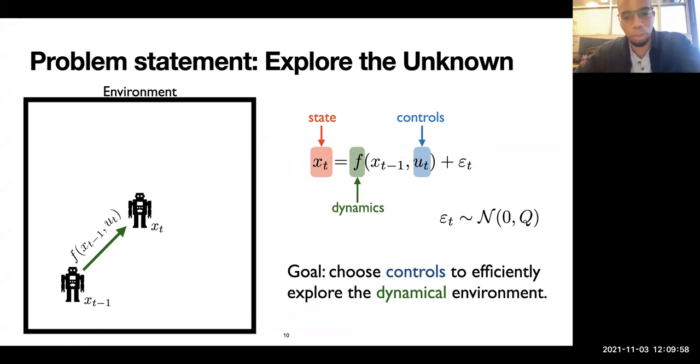Now, the important thing about this problem is that the agent has no control over the dynamics, right? The agent can't change the laws of gravity. So if the agent wants to interact with the world, it has to do it by choosing these controls u of t. And so the goal is you want to choose a sequence of controls that allows you to efficiently explore the potentially dynamical environment.